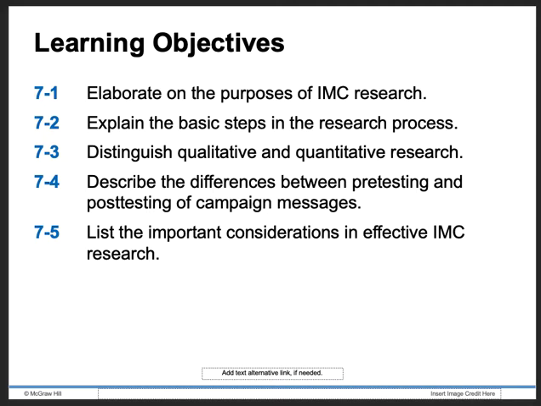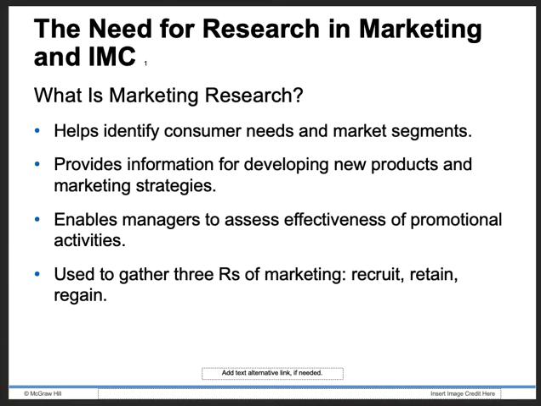So: elaborate the purpose, explain the basic steps, distinguish qualitative and quantitative research. Quality has to do with value placed on things. I like it. I like it a lot. I like it a little bit. I like it very much. That's qualitative. Quantitative is numbered. So they're not necessarily separate; they're probably used in conjunction with each other. And the difference between pre-test and post-test, and considerations. So this should be a fascinating read for you.